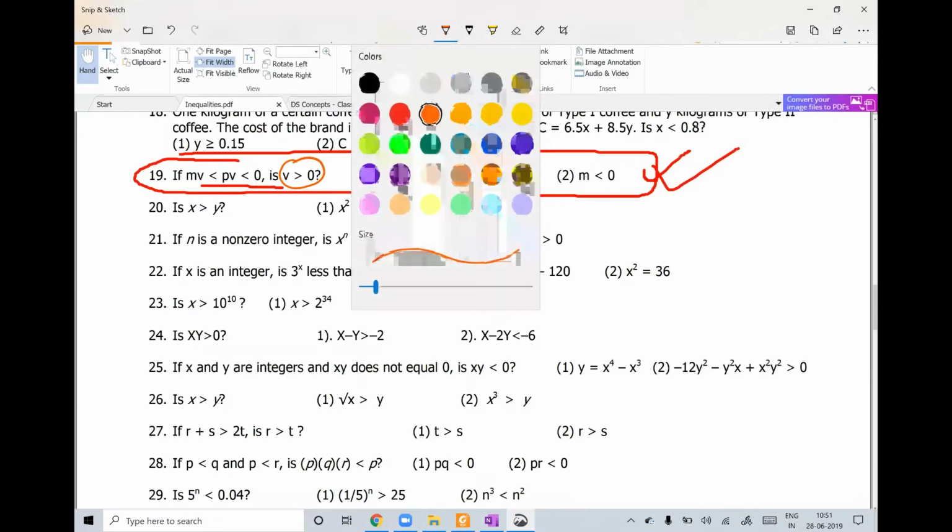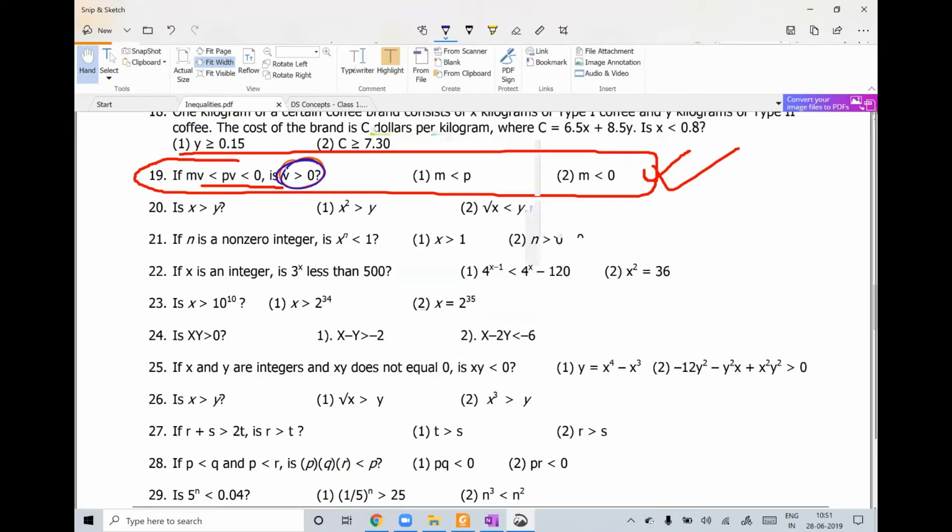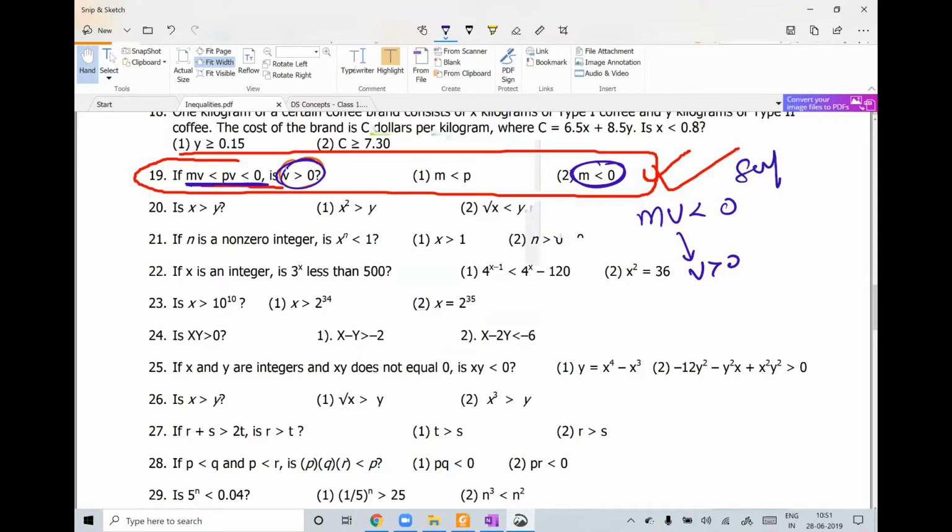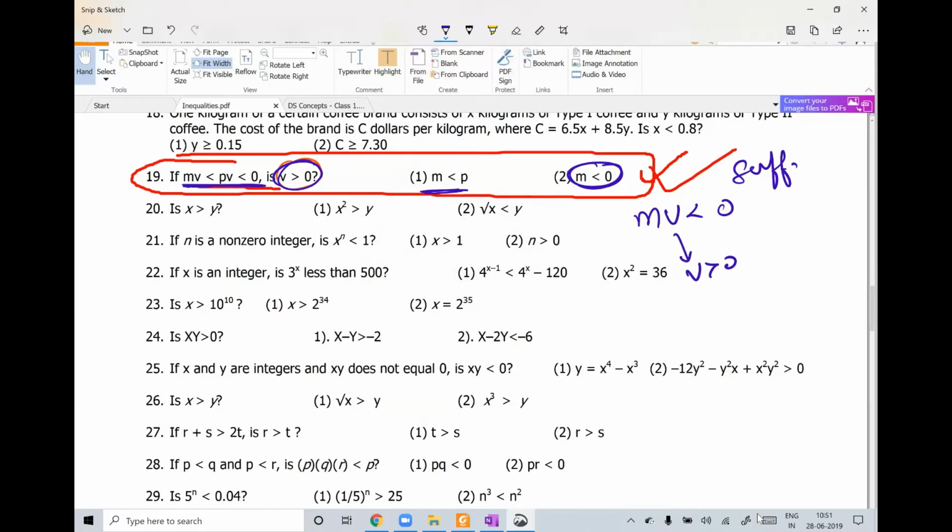Correct? Now see a bit here. Is MV less than 0 or not? MV is less than 0, right? Yes. And M is less than 0. And V has to be greater than 0. So option number B is sufficient for sure. Clear? Now think about the statement number 1. Please take your time. Think.